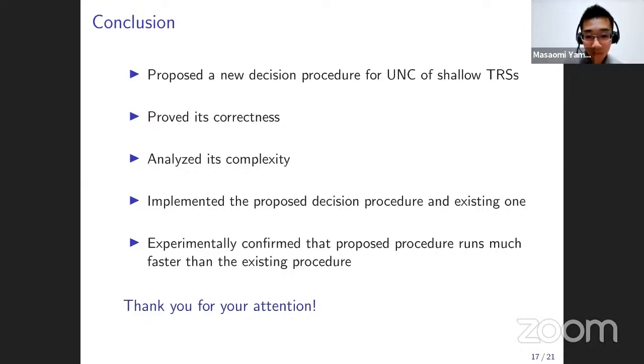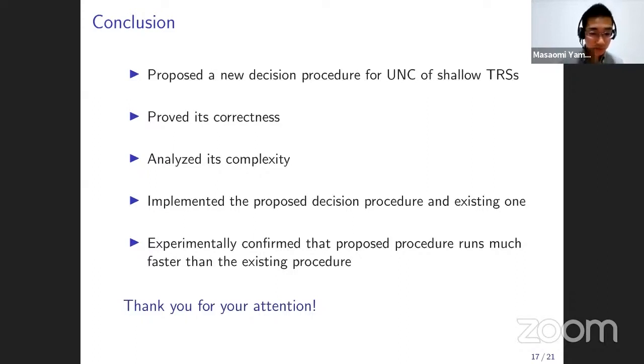So this technique is specific for UNC, so unique normal forms with respect to conversion. Do you have any plans or ideas how to extend or modify this to unique normal forms with respect to reduction? Okay, this procedure is specific for UNC, for shallow term rewriting systems. So I think I cannot extend this for another property. Okay.